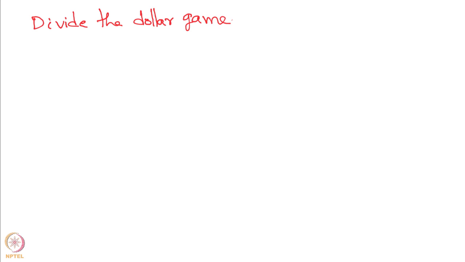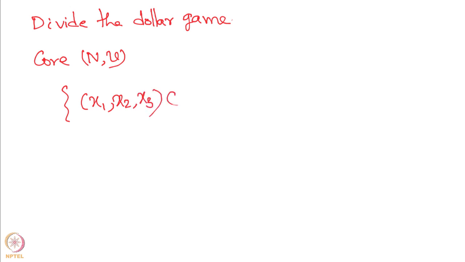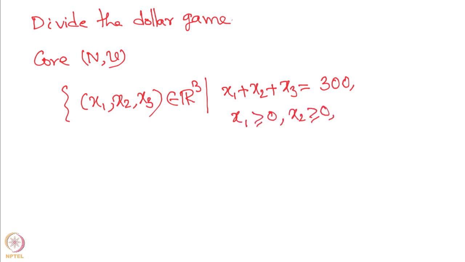Okay. So, here the core is given by the set of all (x1, x2, x3) in R^3 such that x1 plus x2 plus x3 is 300, then x1 greater than or equal to 0, x2 greater than or equal to 0, x3 greater than or equal to 0. Okay. So, this is going to be the core for version 1. All three should agree. So, the core is exactly this particular set. In fact, the core turns out to be an infinite set here. So, the core is treating all the three players symmetrically. That is also another important thing.